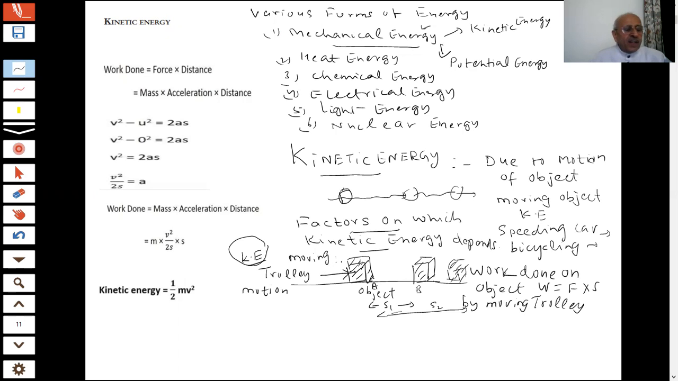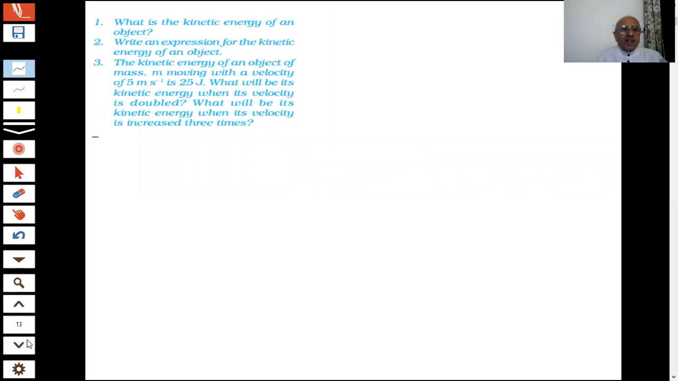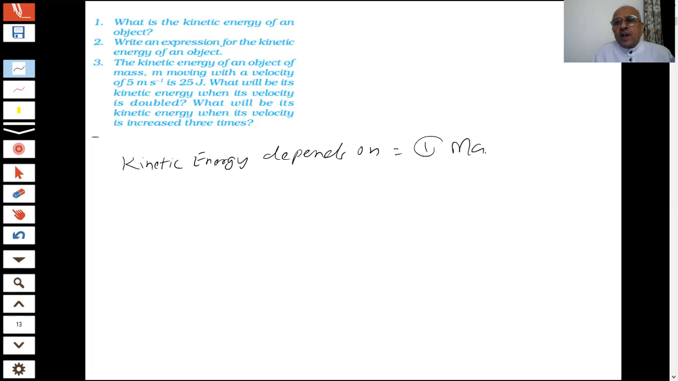Therefore, we can say, students, the kinetic energy depends on two factors. What are the two factors on which kinetic energy depends, students? Tell me, what factors are there? I can say that the kinetic energy depends on one, mass, and second, velocity. Yes or no, tell me. Yes, sir. Okay.